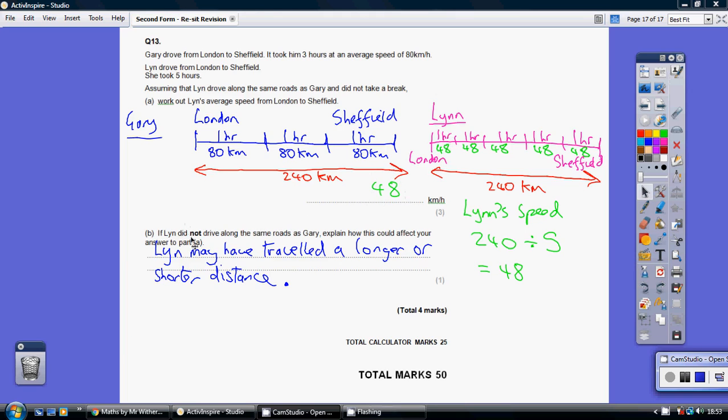Now, if Lynn did not drive along the same roads as Gary, explain how this could affect your answer to part A. Well, think about it. If you're going along the same motorway, then it's all about speed, isn't it? But if somebody takes a different route, their route might be longer or it might be shorter. So the significance is that Lynn may have travelled a longer or a shorter distance.